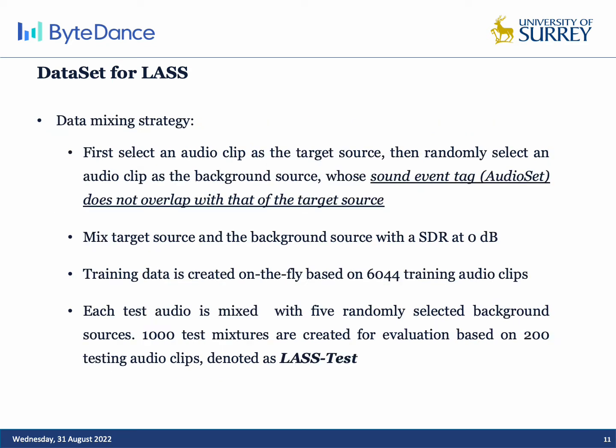To create the audio mixtures for LAS, we first select an audio clip as the target source, and then randomly select an audio clip as the background source. Those sound event tags do not overlap with that of the target source. We mix the target source and the background source with a signal-to-noise ratio of 0 dB. The training mixtures are created on the fly using training data.